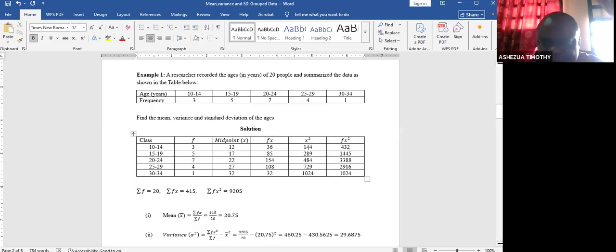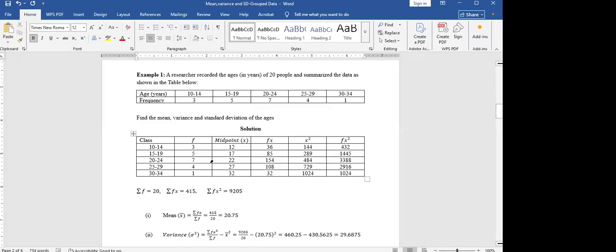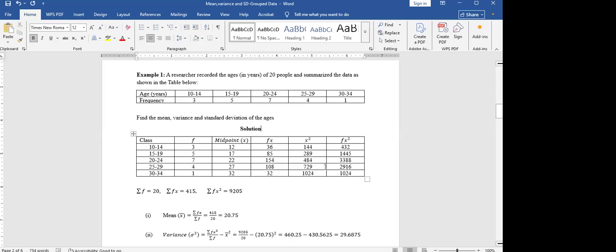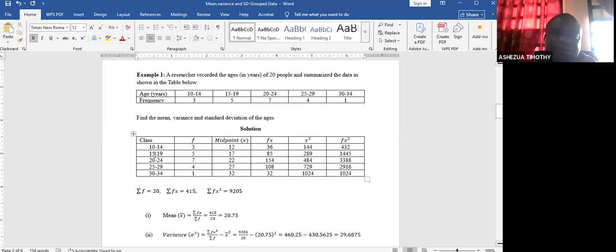Now, for x squared, you know this is our value for x, so that's 12 times 12. That will give us 144. And fx squared will be 3 here times our x squared, which is 144, and you will get this value. Now, let me just do the second one, and I will generalize that we'll obtain the rest following the same pattern.